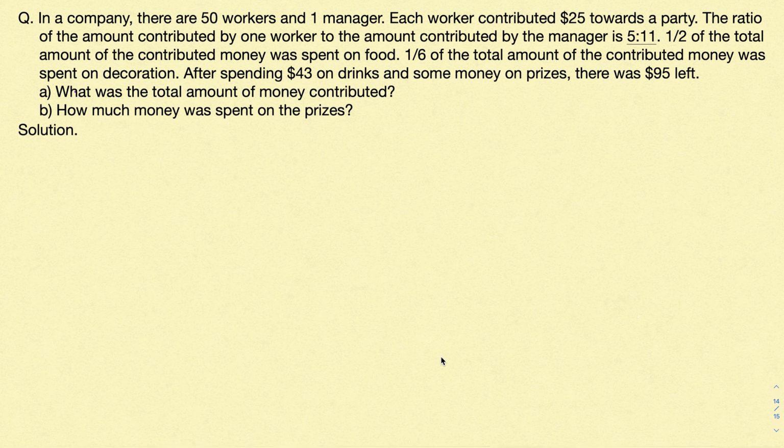In a company, there are 50 workers and a manager. Each worker contributed $25 towards a party. The ratio of the amount contributed by one worker to the amount contributed by the manager is 5:11. Half of the total amount of the contributed money was spent on food. 1/6 of the total amount of contributed money was spent on decoration. After spending $43 on drinks and some money on prizes, there was $95 left.